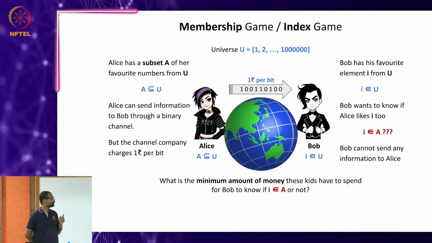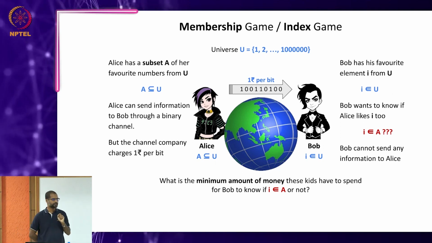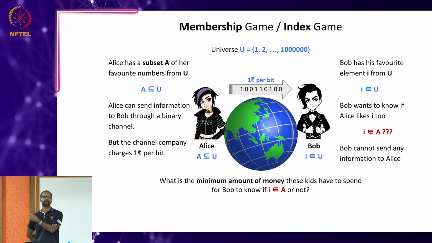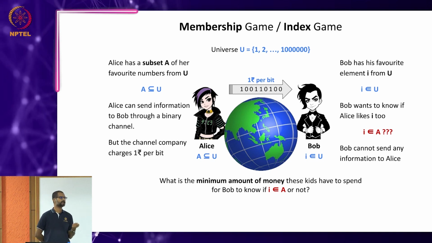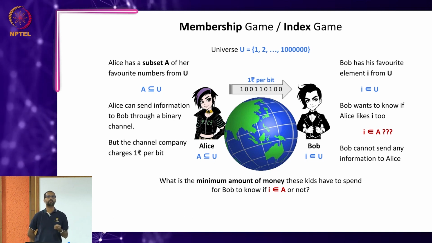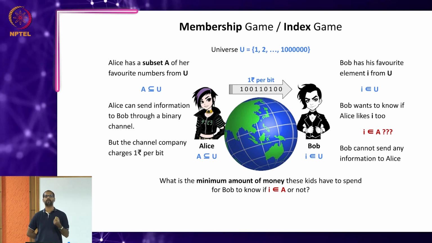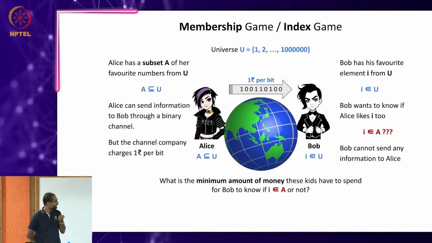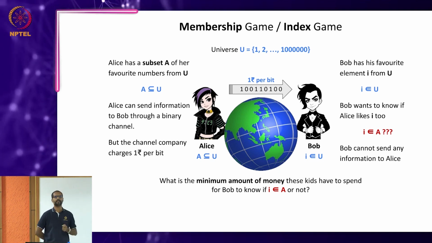The answer I got from the audience is even more interesting. You just think of this universe as positions in a bit vector. So you have 1 million numbers in the universe, and you are talking about a bit vector whose length is 1 million. Each position is either 1 or 0 based on whether A contains that number or not.